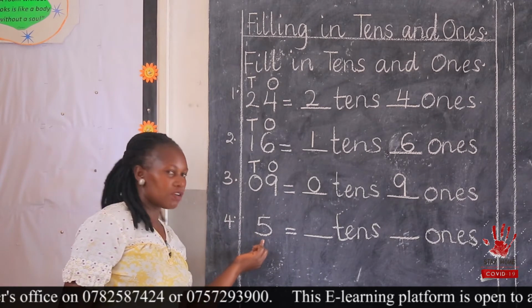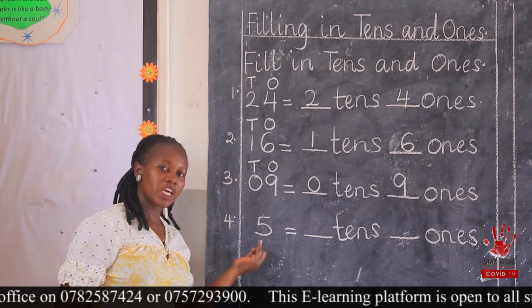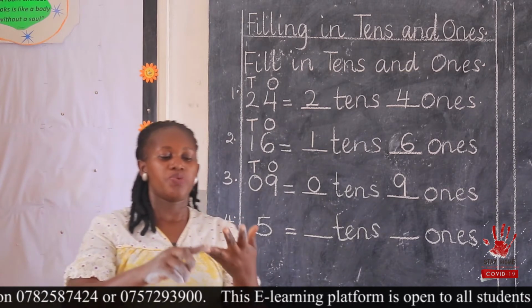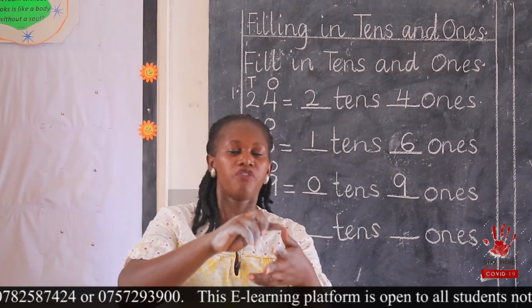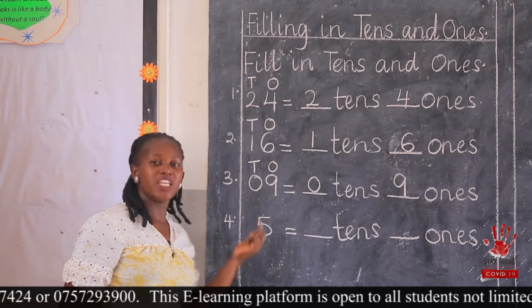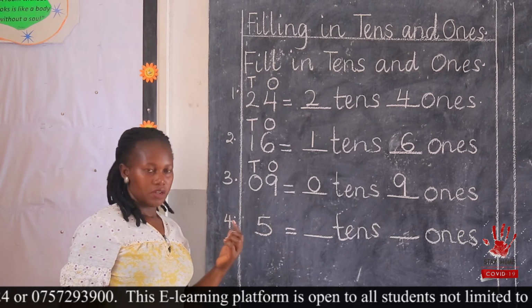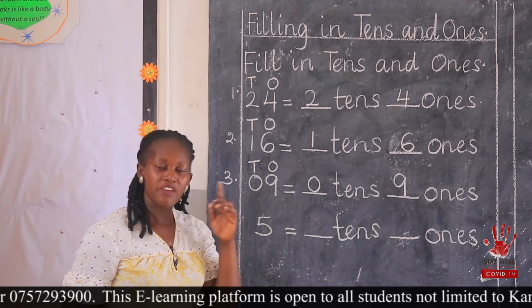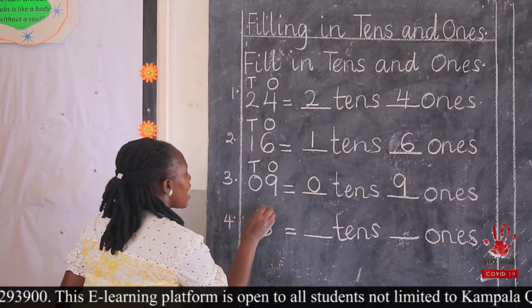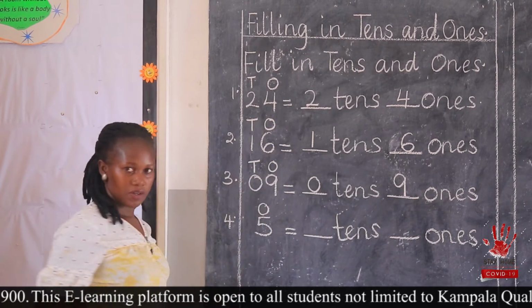Now, if we are counting 5, do we reach 10 to make a bundle? No, we only count 1, 2, 3, 4, 5. We've not made 10. So this number doesn't qualify to go in tens. It is in 1. So if it's one digit, it doesn't qualify for 10. So it is ones, only ones.